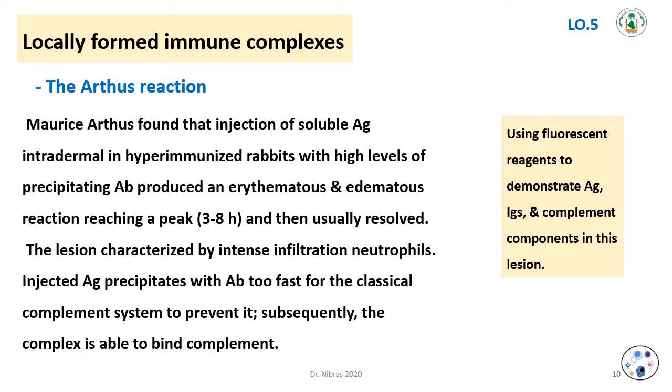The lesion is characterized by intense infiltration of neutrophils. The injected antigen precipitates with antibody too fast for the classical complement system to prevent it. Subsequently, the complex is able to bind complement, and by using fluorescent reagents it is possible to demonstrate antigen, immunoglobulin, and complement components in this lesion.